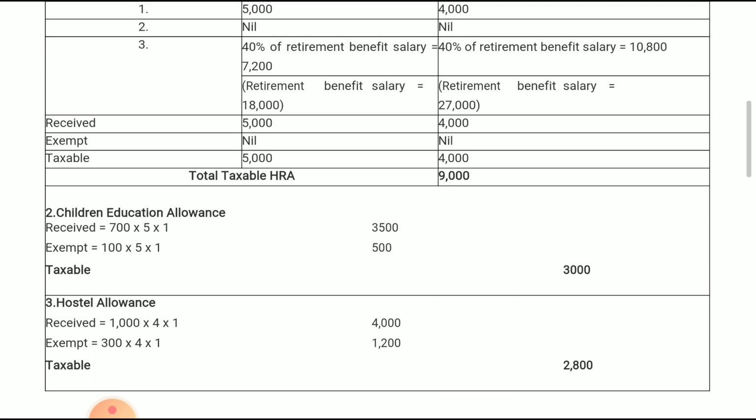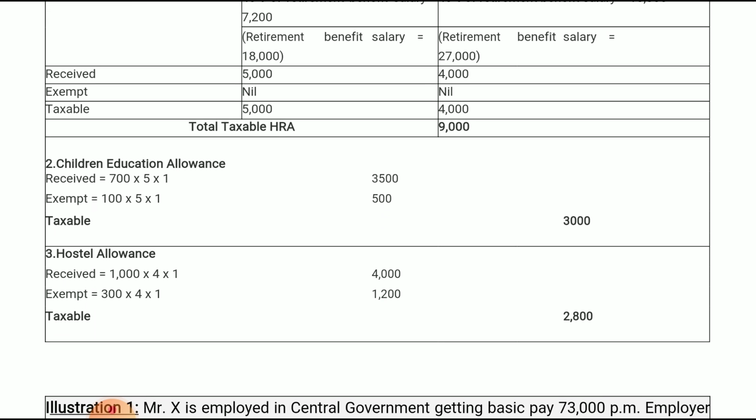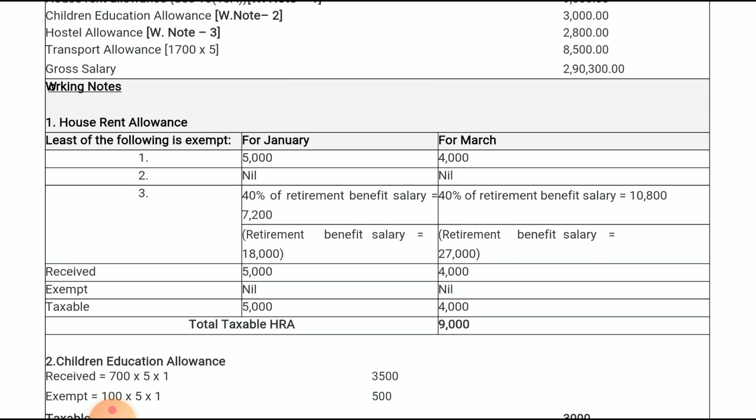The third working note is hostel allowances. So how much he has received? 1,000 per month into 4 months into one child, that is 4,000 rupees, while exempt is 300 per month for 4 months into one child. So 1,200 is exempt. Taxable is 2,800. Okay, now we have got the working note amounts also.